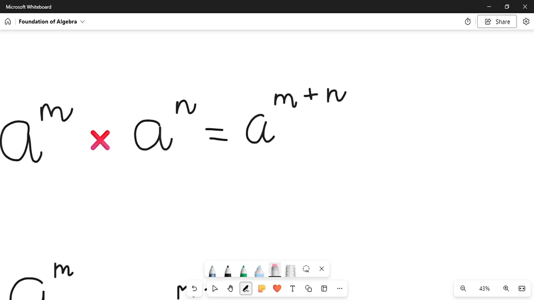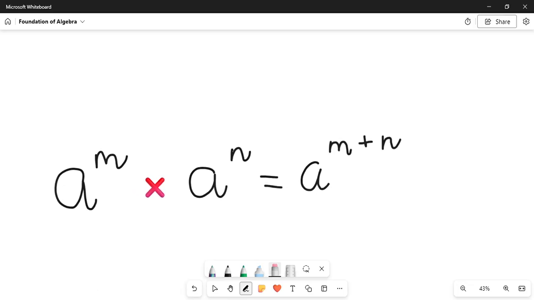So here's the first law. This law is that if the bases are the same, the powers get added. For example, here's the base A and the base A. Because these both are A, we will write A just once and the powers will add, for example, M plus N.